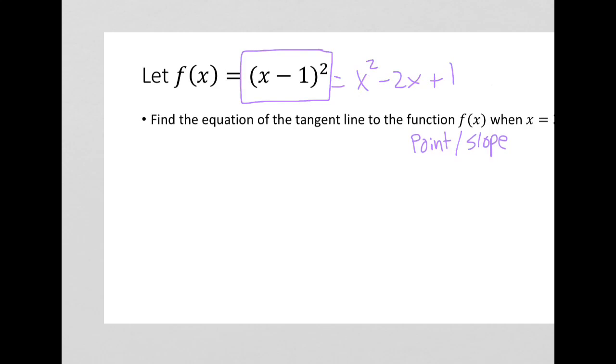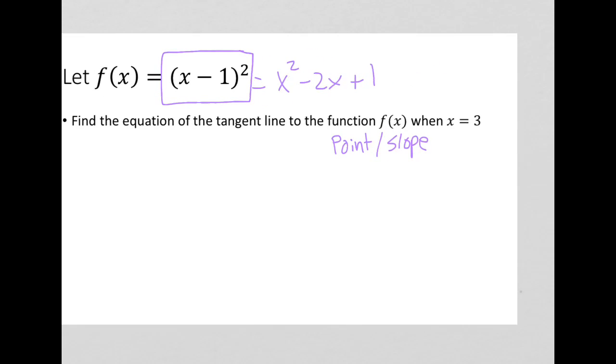So let's plug our point into our function to figure out the y value when x is 3. So I'm going to plug in 3, get 3 minus 1 squared. 3 minus 1 is 2, squared is 4. So I have my point. I know that the point x is 3, comma y is 4. It has to be on the function, and it also has to be on the tangent line. So now that I have my point, I need the other thing.